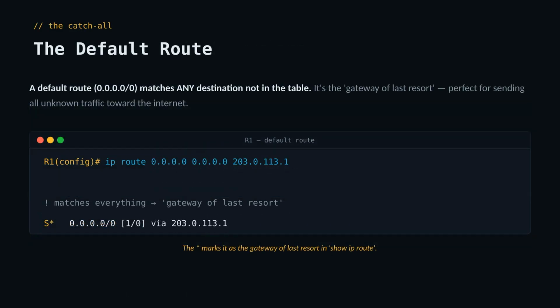Now here's a special case that comes up constantly in the real world: the default route. When you write ip route 0.0.0.0 0.0.0.0 followed by a next hop, you're telling the router, if you don't have a more specific match in the table, send the packet here. That's why it's called the gateway of last resort, and you'll spot it instantly in show ip route because it's flagged with an asterisk next to the S. It's the single cleanest way to point all unknown traffic, typically everything destined for the internet, at your upstream router.